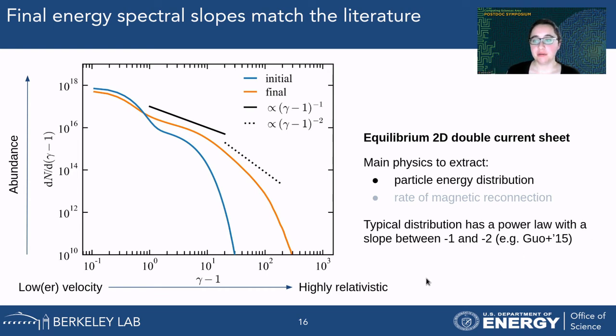The power law slope of this particle energy distribution is an important diagnostic that's frequently calculated and quoted in the literature. So this is a similar plot to the ones in the last slide, but shows particles across the whole domain. The initial distribution is in blue and the final is in orange. And we can see, as before, that the abundance at higher velocities, or higher energies, increases from the start to the end of the simulation. These quoted power law slopes from the literature are plotted in these black solid and dotted lines, and we see relatively good agreement with our final distributions. So we're quite happy with our preliminary agreement with the literature with these results.